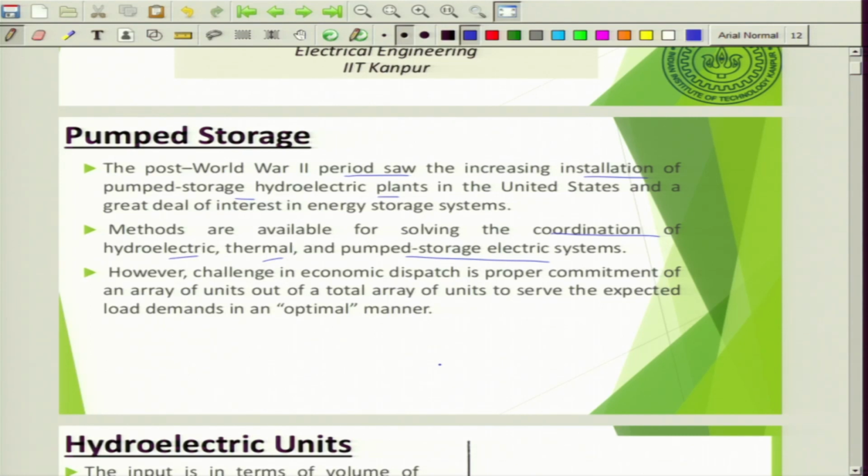However, the challenge in economic dispatch is proper commitment of an array of units out of a total array of units to serve the expected load demands in an optimal manner. That means, let us say n is the total number of units, out of which there is x number of units that you need to choose, where x is less than n. Then we need to optimally choose what combination of x units would result in the most economical solution, simultaneously achieving the required objectives.